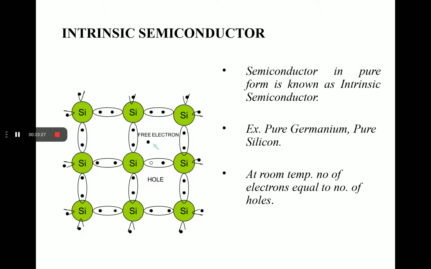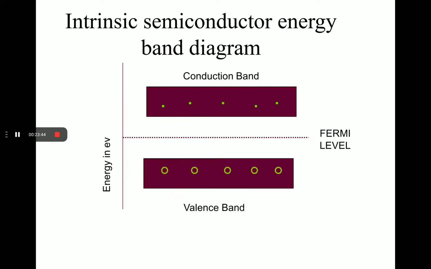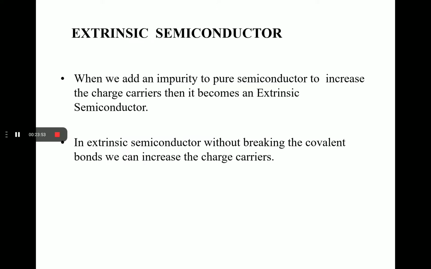So this type of generation of free electron-hole pairs is referred to as thermal generation. That means the generation of free electrons at room temperature is called thermal generation. So this is the energy band diagram of an intrinsic semiconductor. You can see the Fermi level is in between the valence band and conduction band.